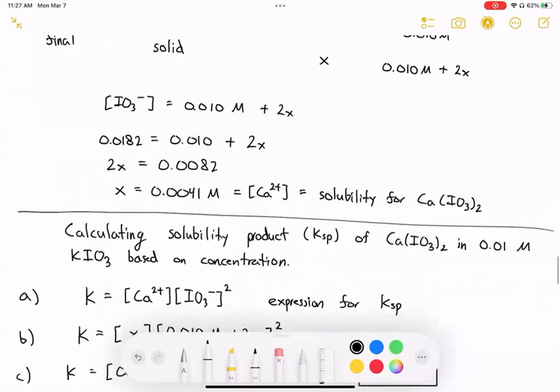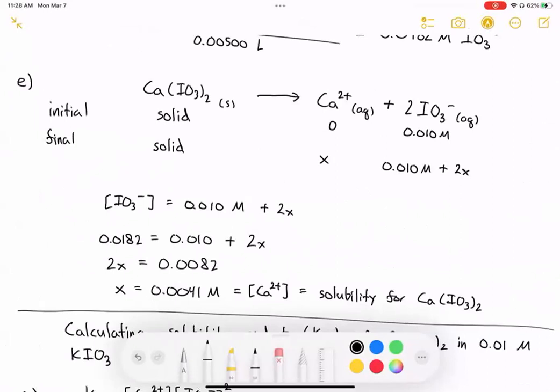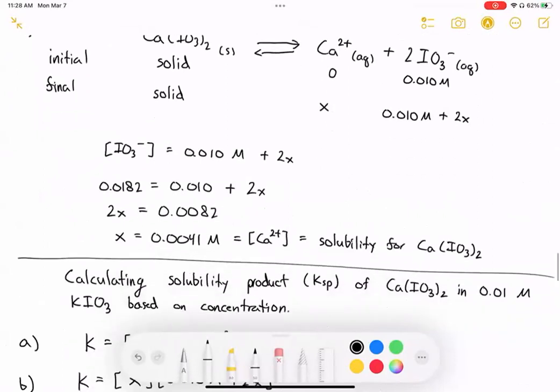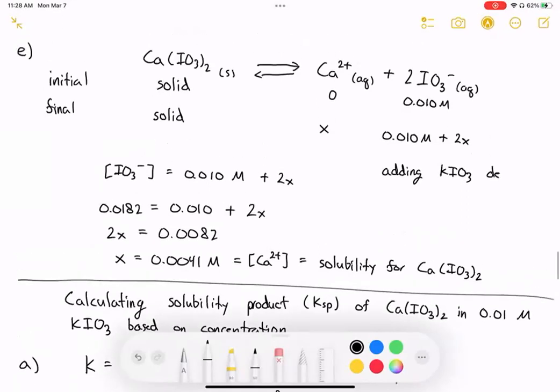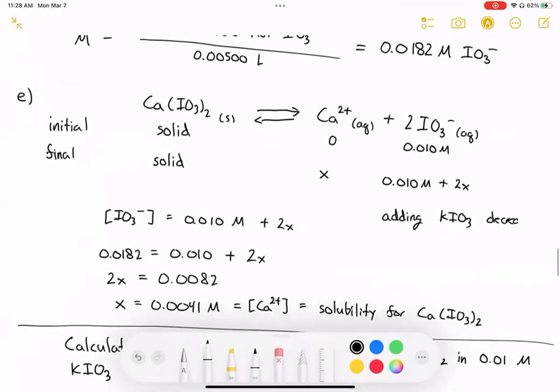So we go back up here. If we were to write this as the equilibrium expression, this means that reaction. So in this case, adding KIO3 decreases the solubility of calcium iodate. So that's what's called the common ion effect.